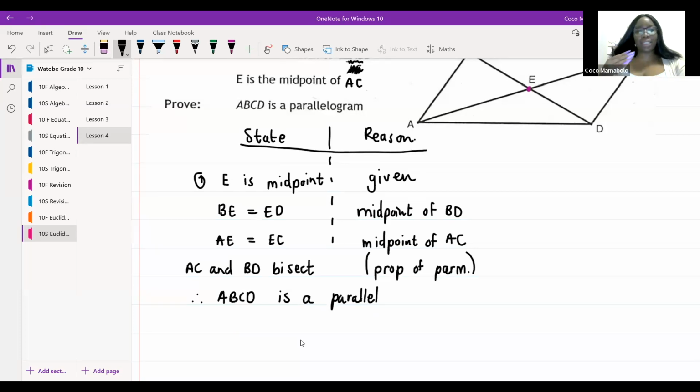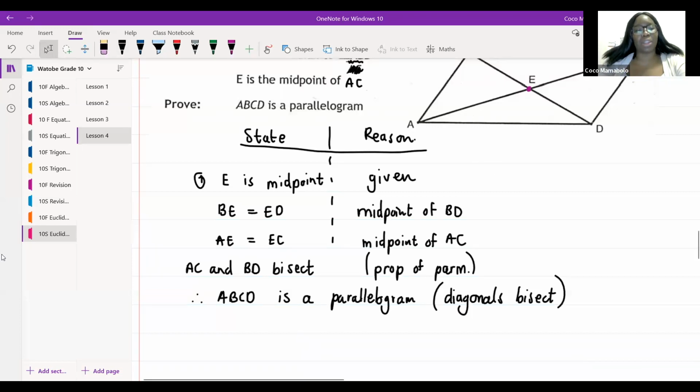Rebetu says, what does bisect mean? It means they cut each other, they intersect. That's what bisect means. ABCD is a parallelogram, and the reason for this is that the diagonals bisect. Okay, we're going to run out of time. I want to stop it there and discuss something that Apiwe said before we get into trouble.